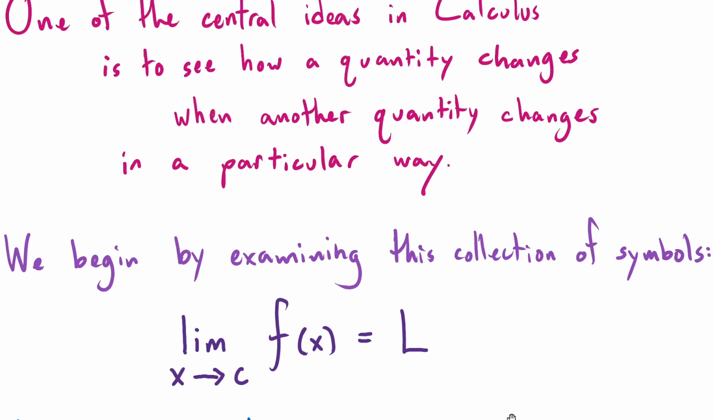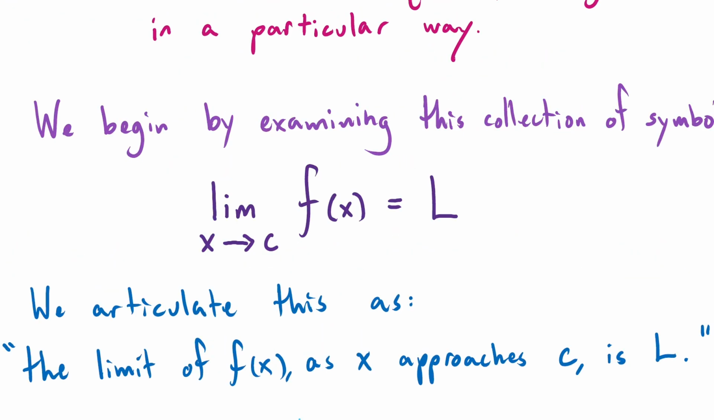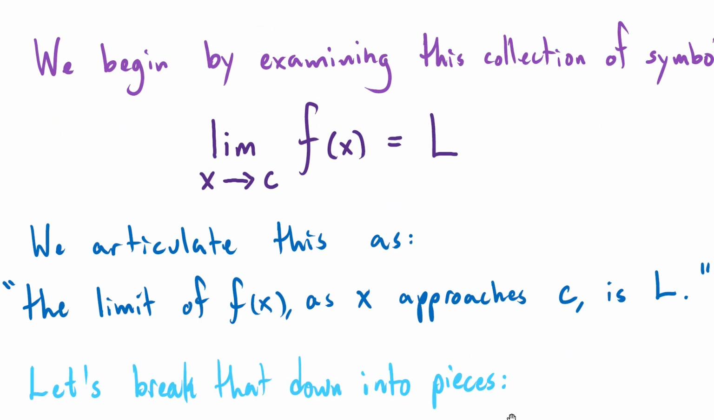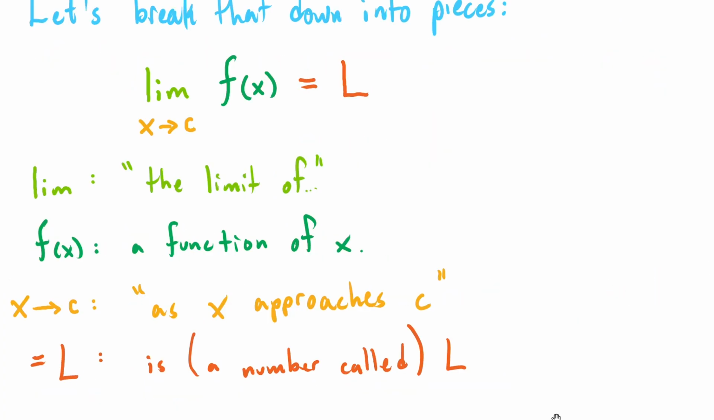To start to describe this, let's take a look at this collection of symbols called a limit. We would pronounce this collection of symbols as the limit of f of x as x approaches c is equal to L. Let's break this collection down into pieces. Here I've color-coded some of those pieces. The expression LIM is basically our denotation of a limit. We pronounce this the limit of.